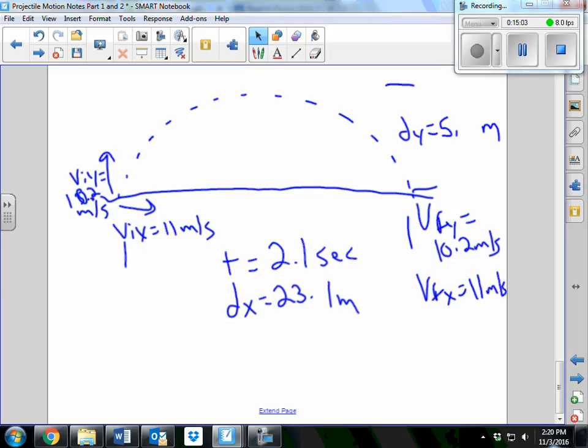So as I stated in class, if you master this, you've mastered everything about projectile motion that you can possibly do. Okay, this will be due on Monday, so I will see you with it then.